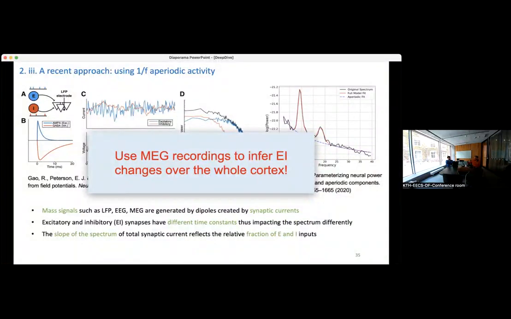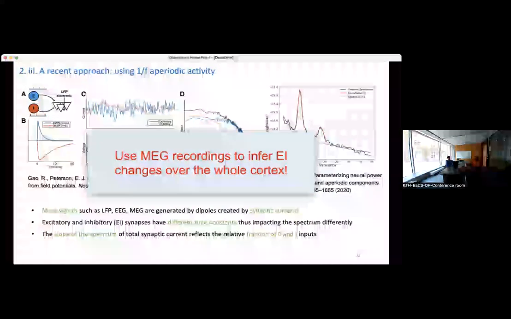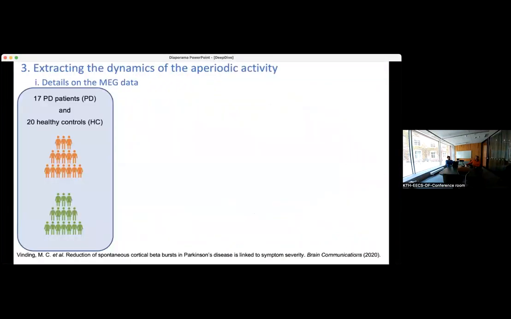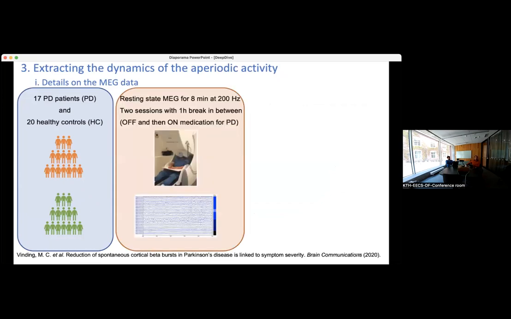Okay, so this is to tell you that from this question, and how we expect a change in excitation and inhibition, now maybe we have a way to have at least an idea. It's not a perfect, direct measure of excitation and inhibition, but it's a good way to know how it changes. So now I will explain a bit about our data and how we computed this 1/f, what we call 1/f exponents. Our data has two different groups, PD patients and healthy controls.